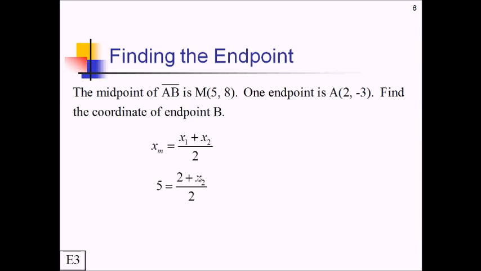Pause the video and do so. All right, so for this one, we have to multiply both sides by 2. That's 10 equals 2 plus x2. Subtracting 2, we get the other endpoint's x value at 8. Let's go ahead now, pause the video, and do the same thing for the y values.